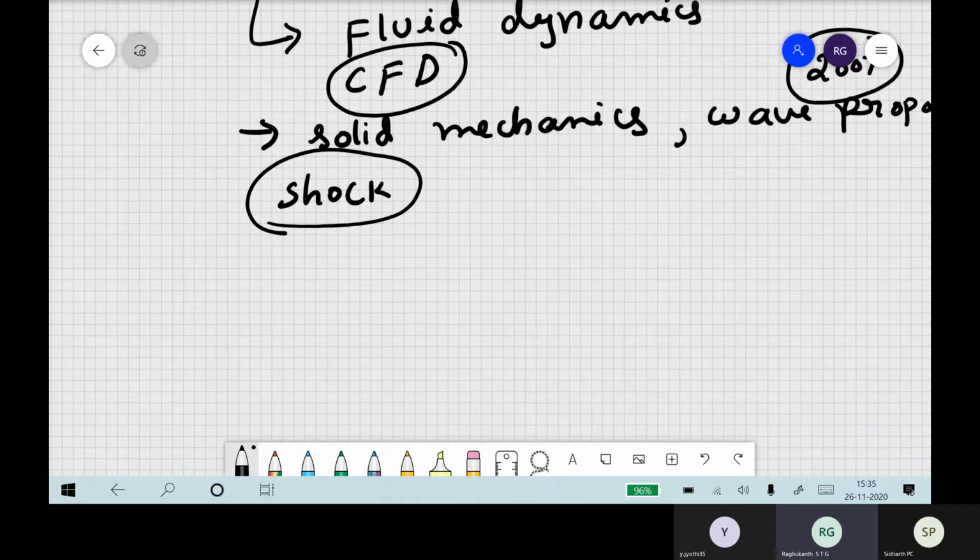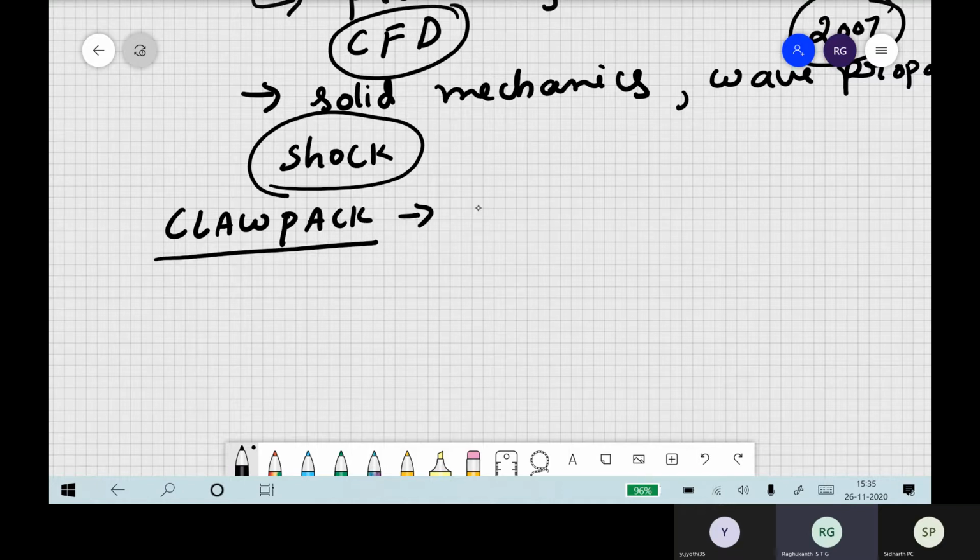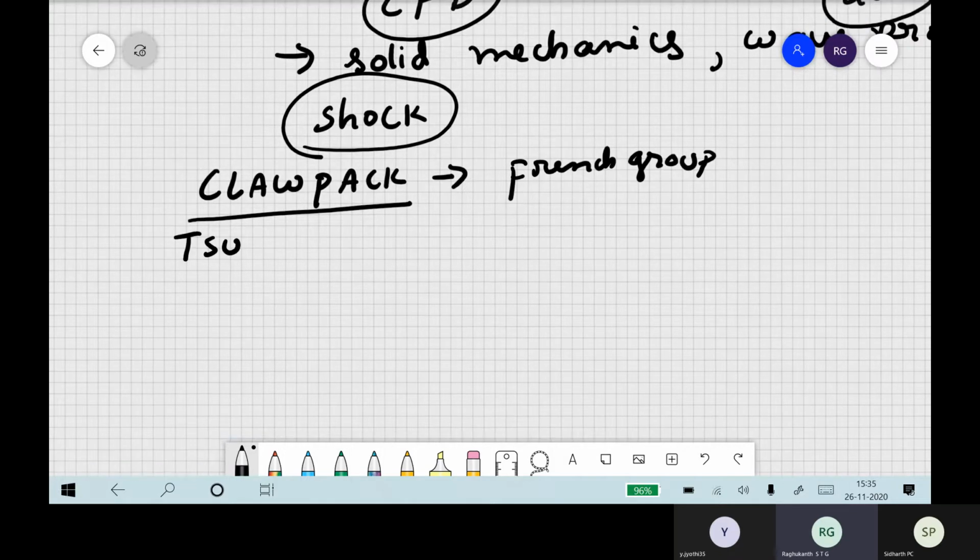So this is one of the methods widely used here also, and there are several codes available online. One is Clawpack. This is a very famous code, developed by, I think, some French group. You can Google it and you will get the Clawpack software. Even for tsunami simulations, people use this finite volume method.